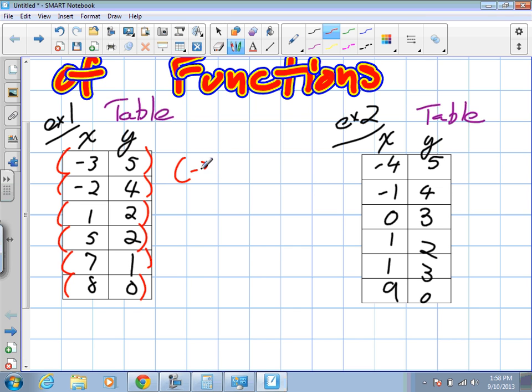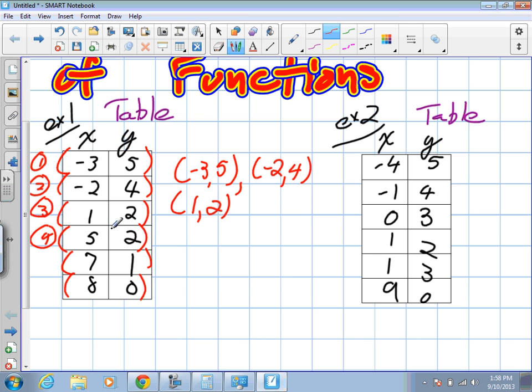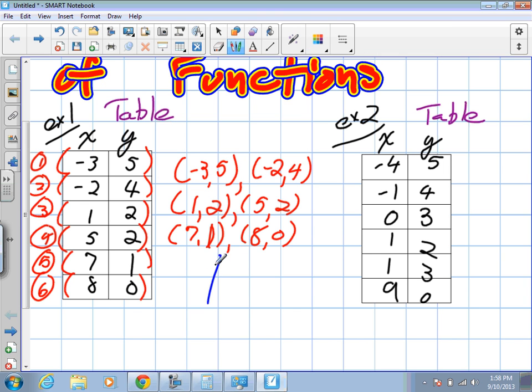We have the coordinate of -3, 5. That's a point. We have the coordinate of -2, 4. That's another point, so maybe point 1, point 2. We have the coordinate of 1, 2. That's our third point. Our fourth point is 5, 2, 7, 1, and 8, 0. Now, if you notice, the table's probably a little easier to read rather than this mismatch of coordinates put together. So a table is one way we can represent it.